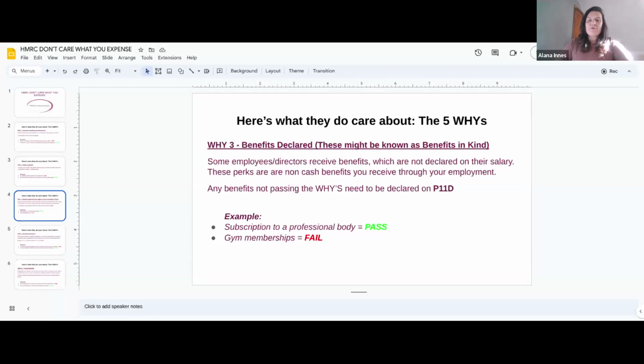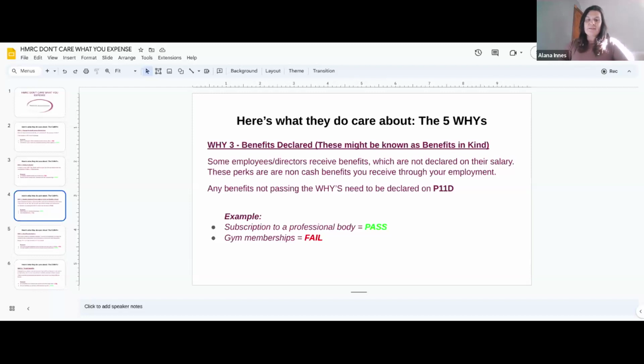So an example of something that you can claim that doesn't need to go on a P11D: if you are a member of a professional body, you can give your subscription fees for the year to your employer and they will pay for that, and you don't have to be taxed on that or refunded for that, and they're not taxed as well at the year end.